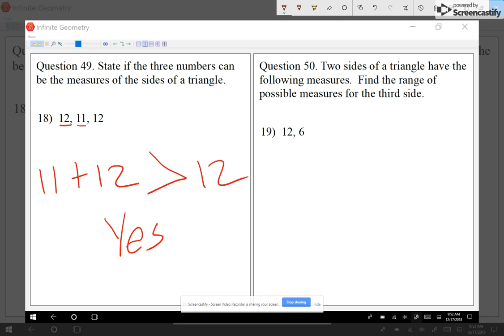Looking at the next example, number 19, two sides of the triangle have the following measures. Find the range of the possible measures for the third side. I'm going to say x is in between two values. I'm not using equality for those. And my two values are going to be 6 and 18. The way I came out with the 6 and 18, with the two numbers that were given, I subtracted them to come out with 6. I added them to come out with 18.